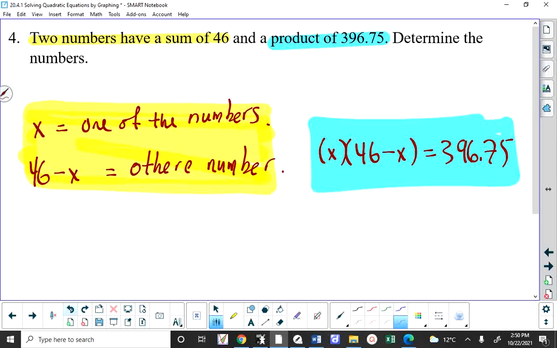It says the product of the numbers. Product means multiplication. So if I multiply the x and the 46 minus x, I get 396.75. Well, let's expand this to get 46x minus x squared equals 396.75. So I've used the distributive property here to multiply the x by the 46 and the x by the negative x.